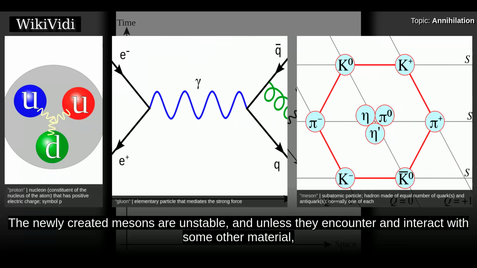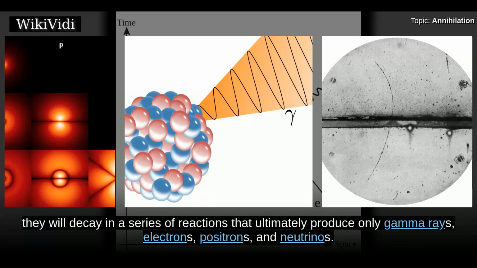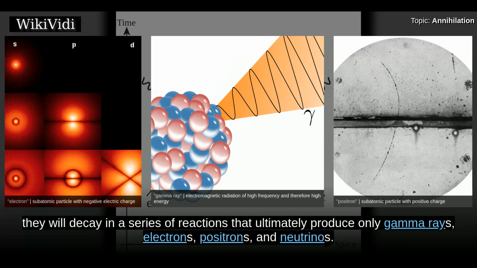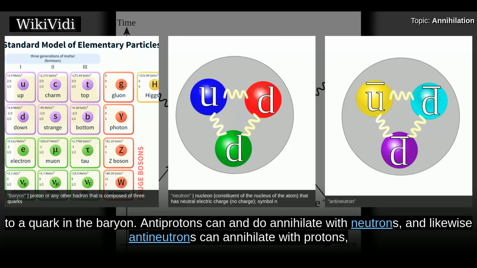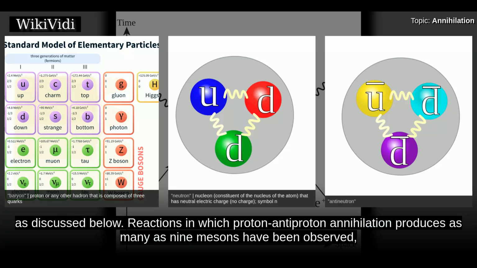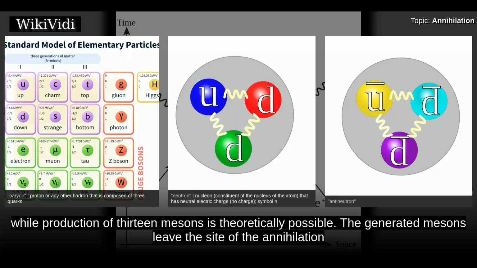momentum. The newly created mesons are unstable, and unless they encounter and interact with some other material, they will decay in a series of reactions that ultimately produce only gamma rays, electrons, positrons, and neutrinos. This type of reaction will occur between any baryon and any antibaryon consisting of three antiquarks, one of which corresponds to a quark in the baryon. Antiprotons can annihilate with neutrons, and likewise antineutrons can annihilate with protons. As discussed below, reactions in which proton-antiproton annihilation produces as many as 9 mesons have been observed, while production of 13 mesons is theoretically possible.